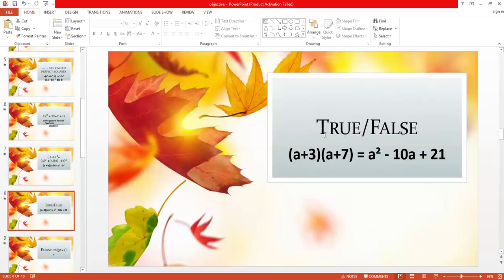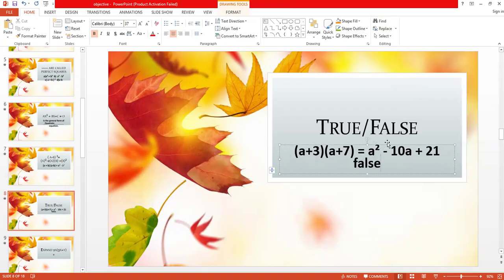Now, we have to write either true or false. A plus 3, a plus 7 is equal to this one. Look here, a multiplied by a is a square. Then when we multiply this a with this 7, it is 7a, and this is 3a. So 7a plus 3a is equal to plus 10a. But here they have written minus 10a. So a square plus 10a plus 21 is the correct option. No, it is false. So here we have to write false.